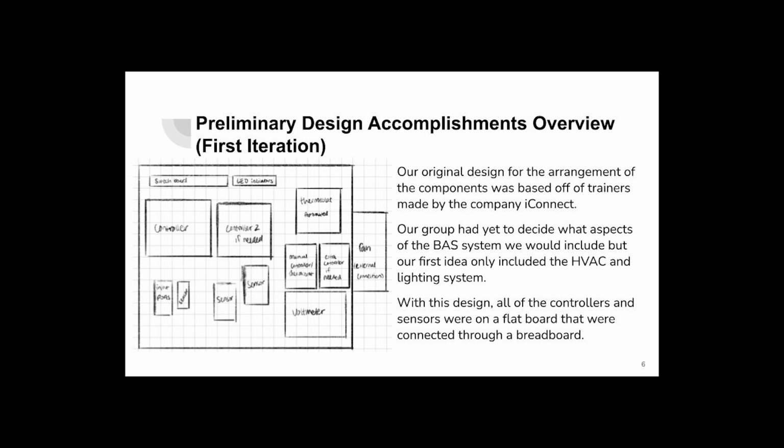For our preliminary design, the trainer component arrangement were inspired by the company Econex product. In the early stage, we considered to only simulate the HVAC and the lighting system of buildings in our design. All components such as controller and sensors were connected through breadboards.